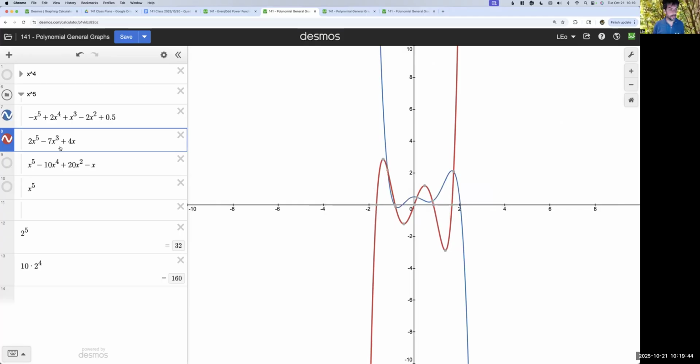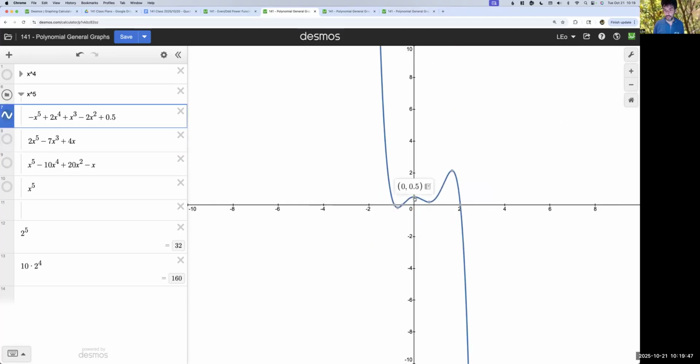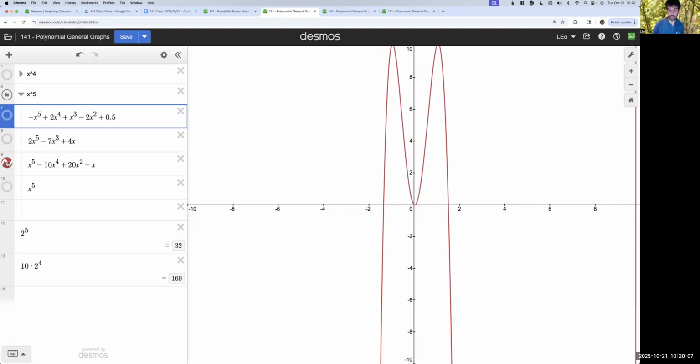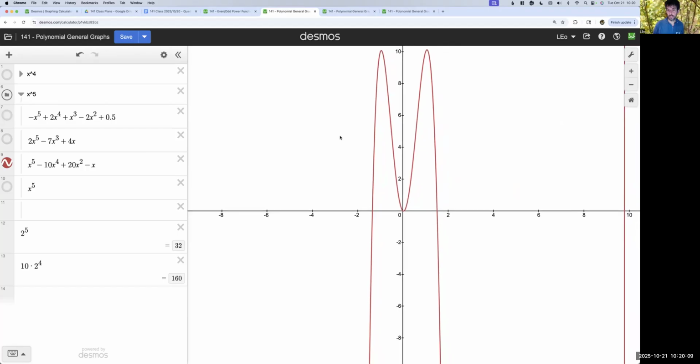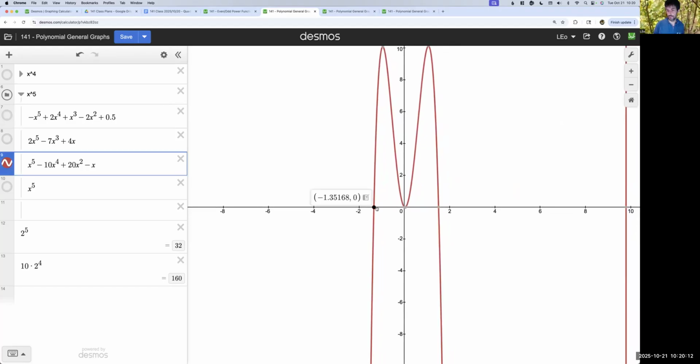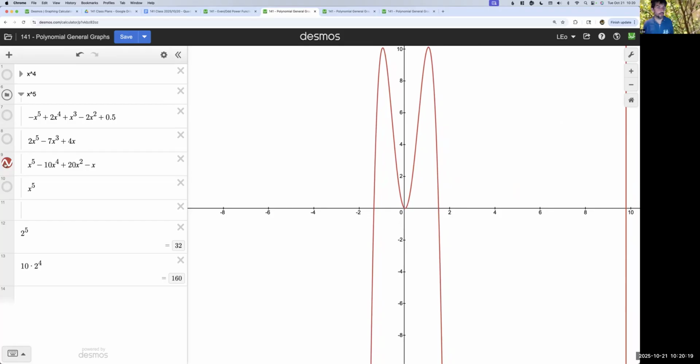Let's just glance at, for instance, this one. It has a y-intercept that's a little higher. Also notice this one only has 3 roots, but it still has 4 turning points. Then this one we looked at has, let's see, 4 roots. Oh no, there's 2 roots hiding in here, and then it has 4 turning points.